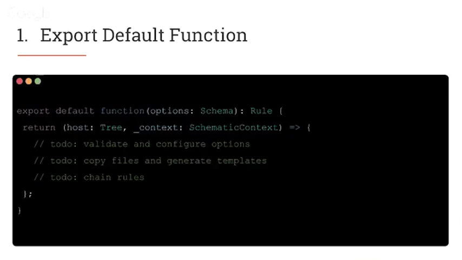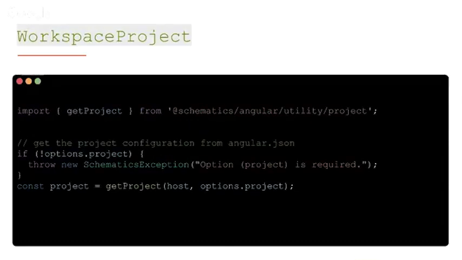The first thing we want to do is validate and configure our options. Those are the options coming in as the first argument into our function. Then we want to copy any files out of the files directory that we just saw, and we're going to generate those templates. And the last thing we're going to do is chain together a whole bunch of rules using this function called chain.